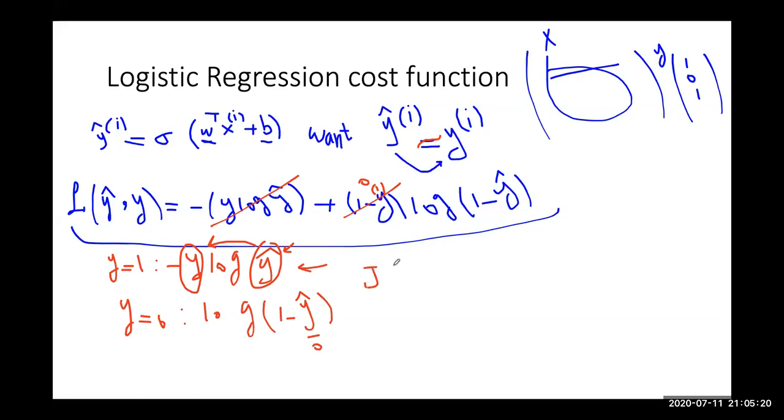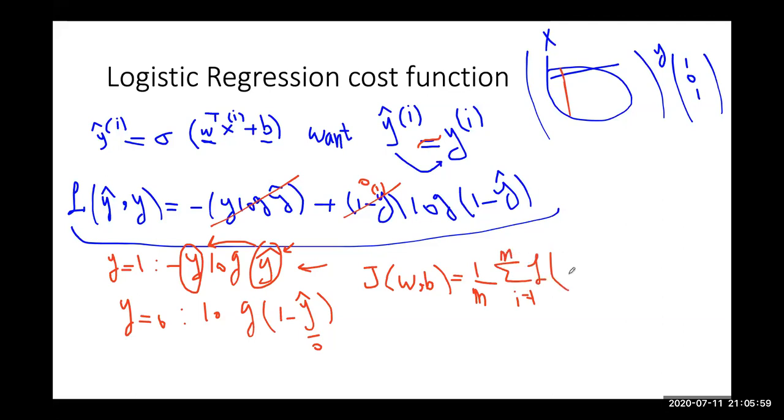If we want to do the same thing for all the training examples, we can just define J of W and B to be 1 over M, because we want to average through all the training examples. That's why we divide everything by M. So this will be 1 over M, sum through all the training examples, all the pictures, all the houses in our X here. So this will go from 1 to M.